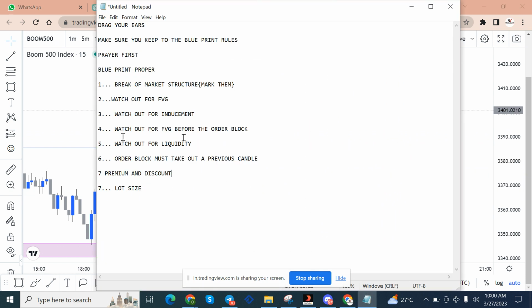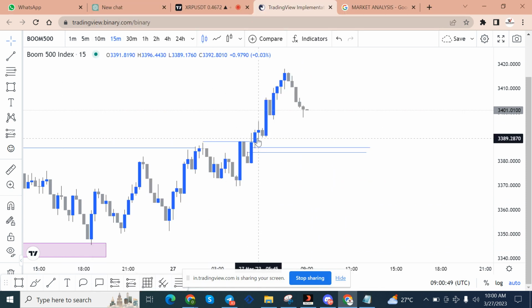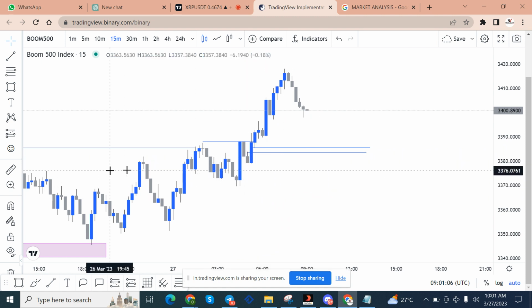But then again, I am saying that we should look out for liquidity. Whenever you have a break of structure, the first thing you look out for is inducement. And so this is the inducement that should be avoided. Remember, the first swing before the break of structure is the inducement. So as much as there's an FVG here, I will be ignoring this.